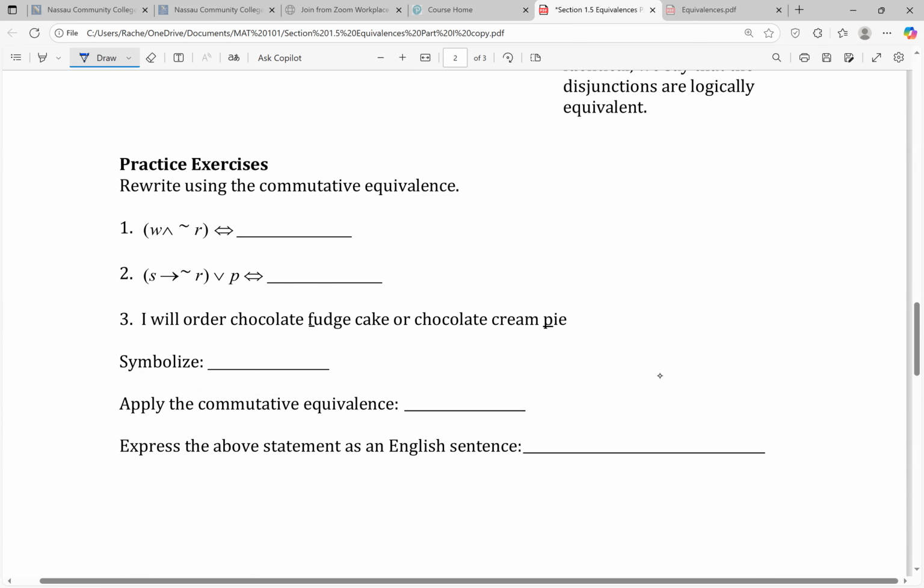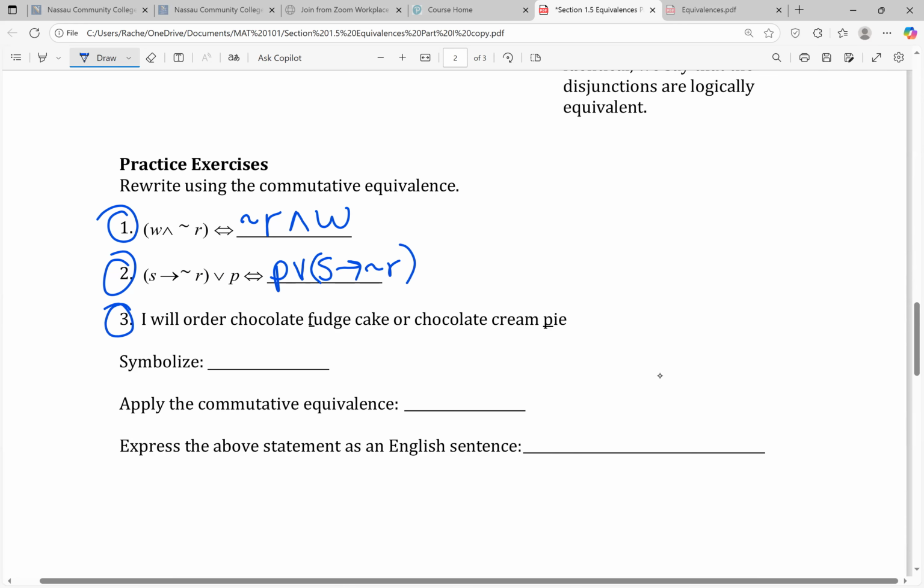For these practice exercises, let's rewrite using the commutative equivalence. For number 1, W and not R is equivalent to writing not R and W. For number 2, we have if S then not R, or P. So here's my or, the disjunction, right? So we could write this the other way around. We could write P or, and now we could write the conditional statement, S implies not R. These two statements are equivalent.